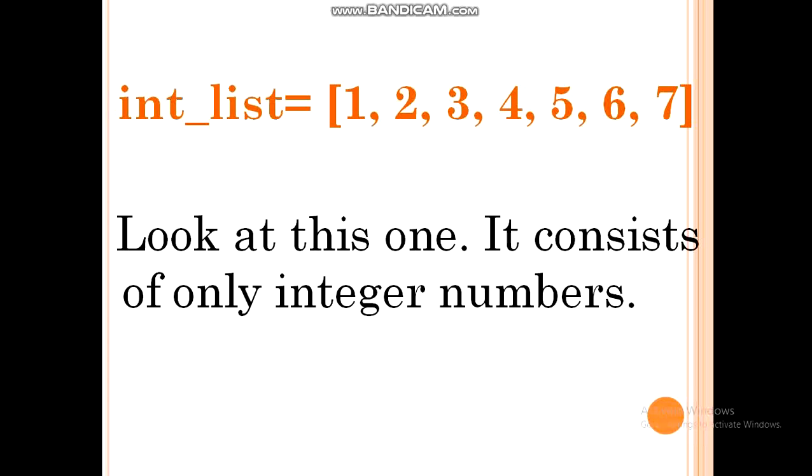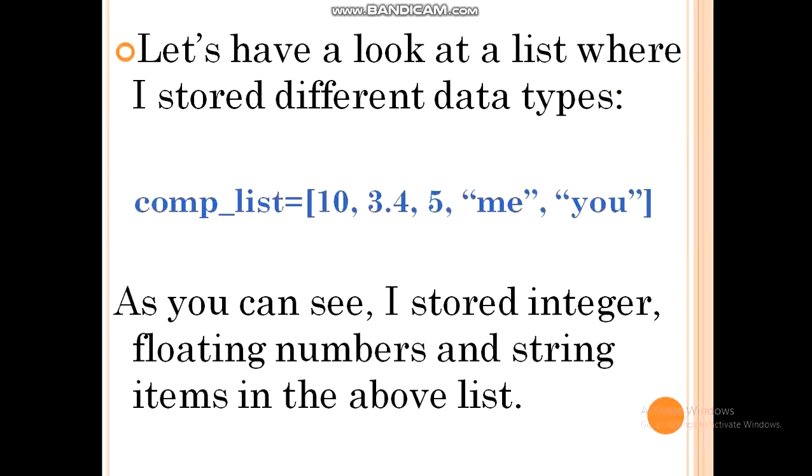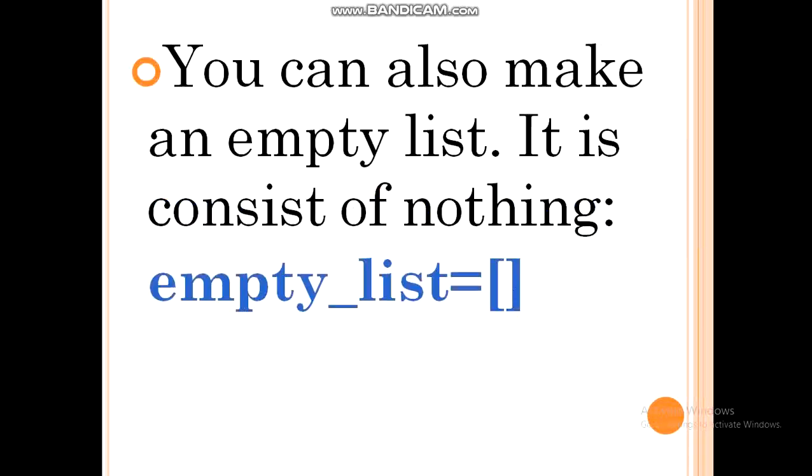Look at this one. It consists of only integer numbers. Let's have a look at a list where I stored different data types. As you can see, I stored integer, floating numbers and string items in the above list. You can also make an empty list. It consists of nothing. So this is how you can create a list.